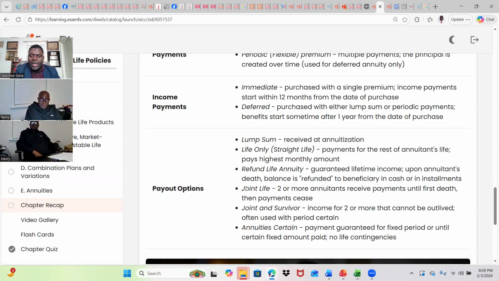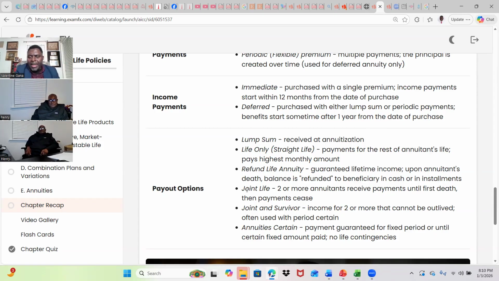Joint life is when you can have two people on an annuity. So you can have a husband and a wife, they own a single annuity. For joint life annuities, when they start paying, they'll pay both people a certain amount of money. But when one person dies, the payments stop for joint life. But the payments that you'll be receiving are going to be higher.